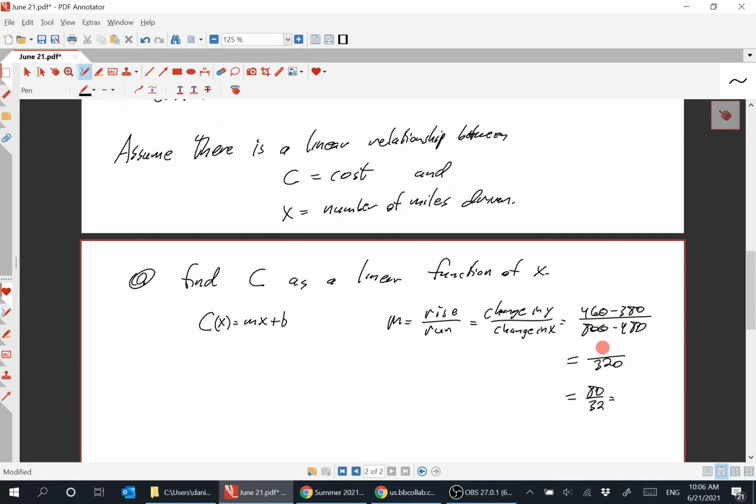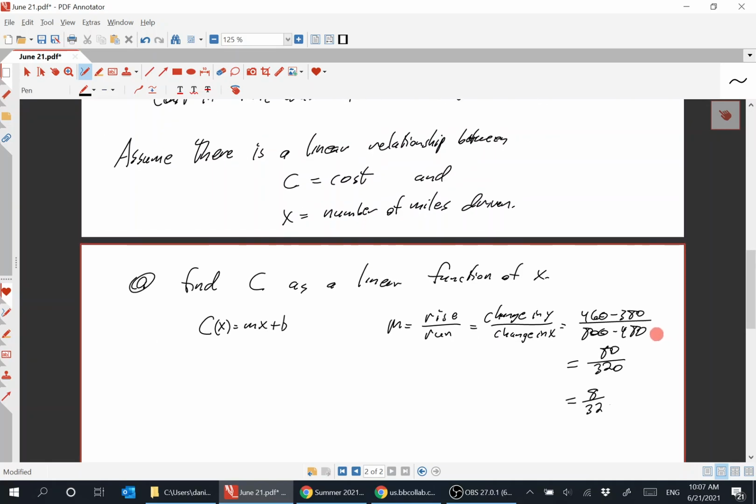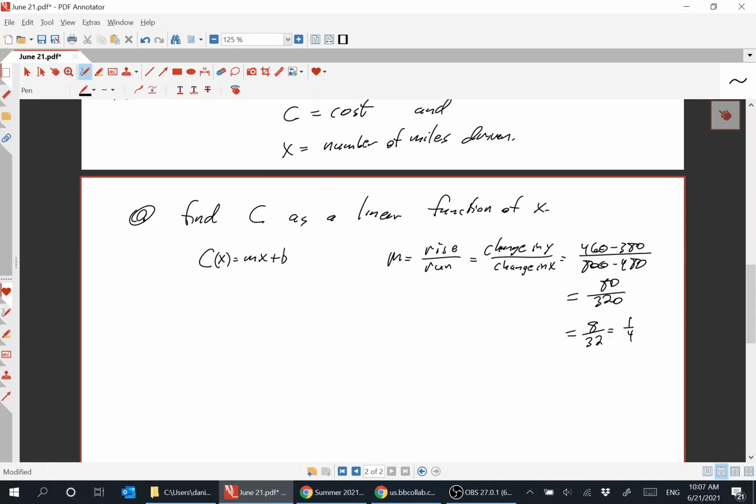80 over 320. Yeah, 80 over 320. So that's 8 over 32. And then 8 goes into 32 4 times. So 1/4. So that's the m. Okay, so far, C of x is equal to 1/4 x plus b.